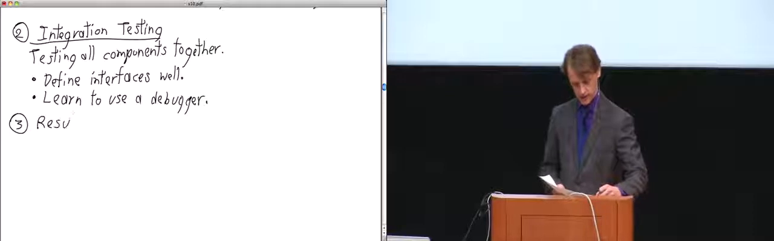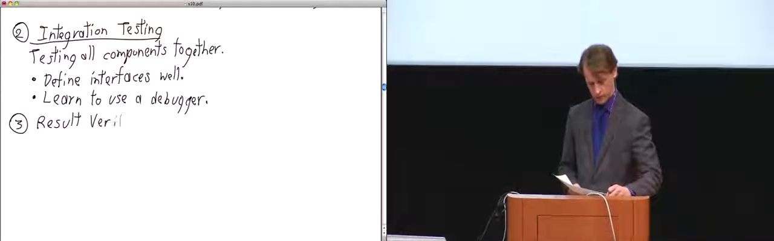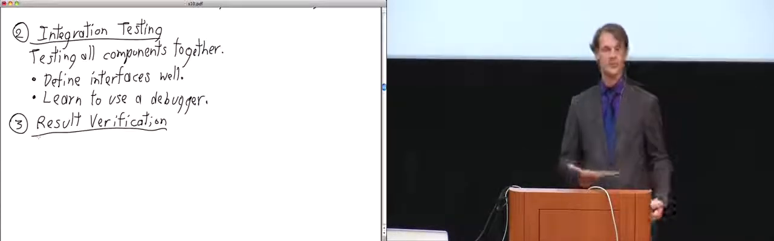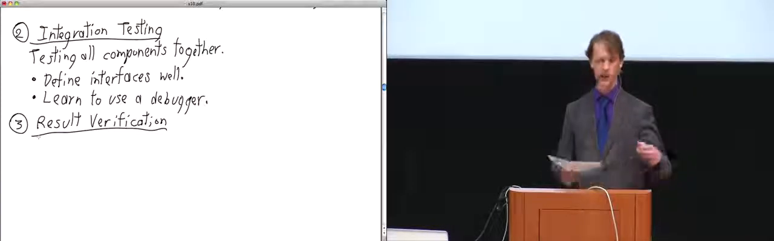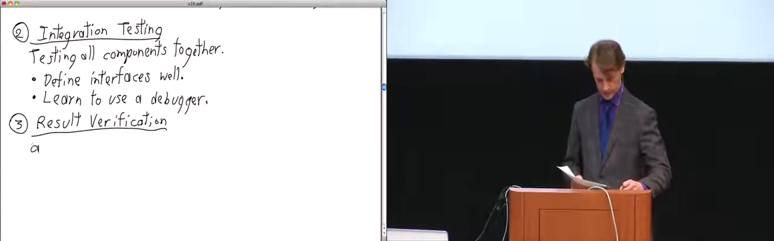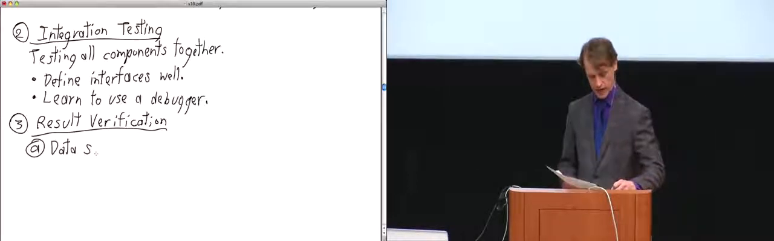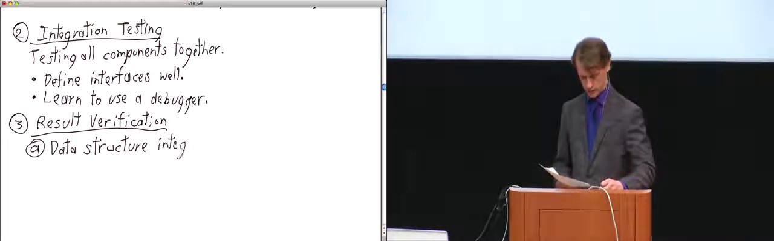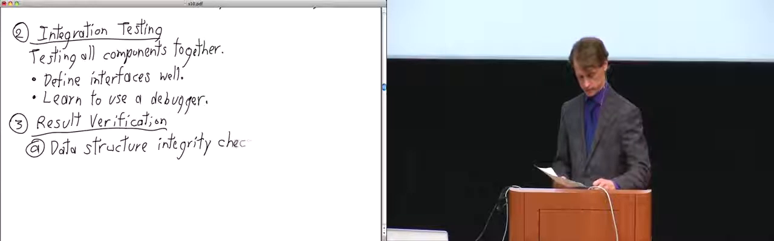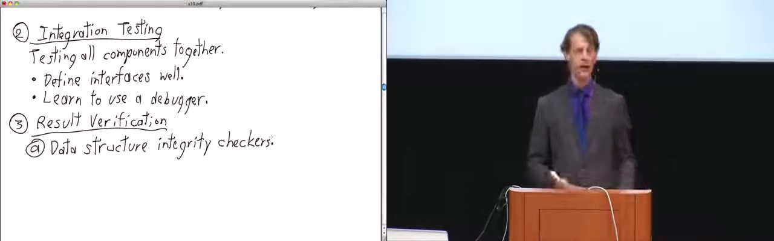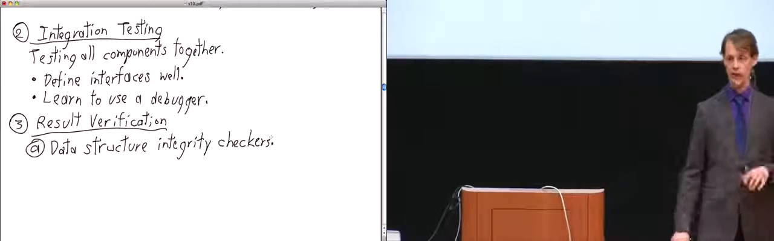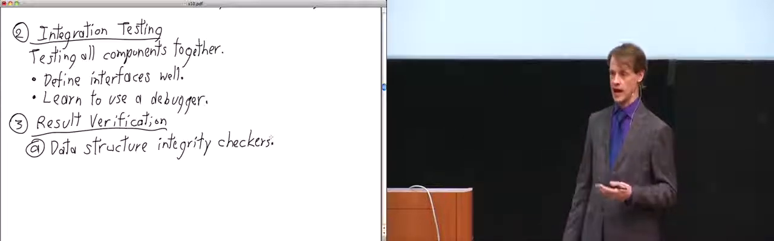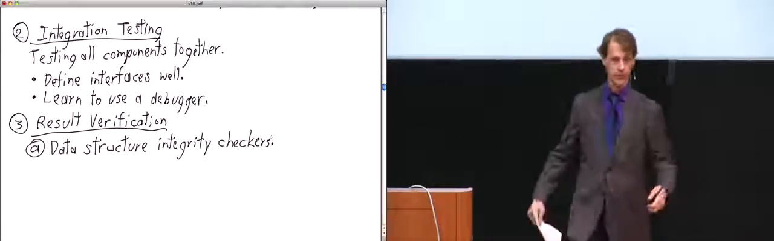A third thing that's really nice to write when you're doing data structures or algorithms is result verifiers. There are basically two kinds of result verifiers that check the results of your methods. There are what I'll call data structure integrity checkers. What these do is go through your code and check that all your invariants are satisfied. Which is why when you create a data structure, it's really useful to spend some time figuring out what your invariants are. That way you can check them.